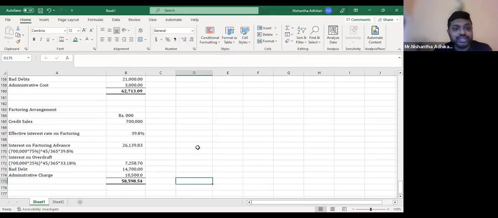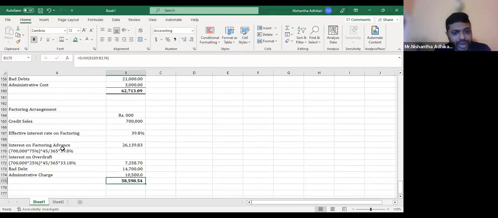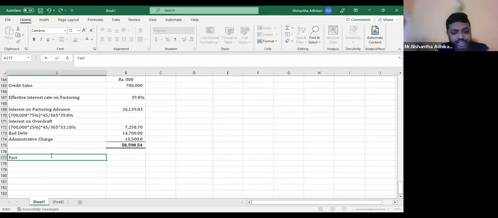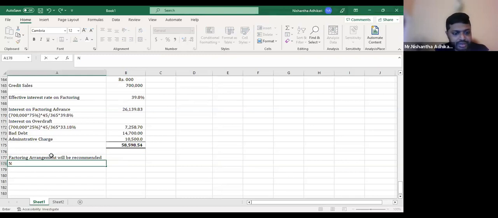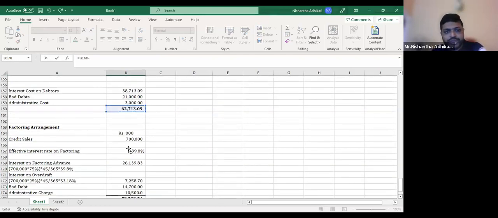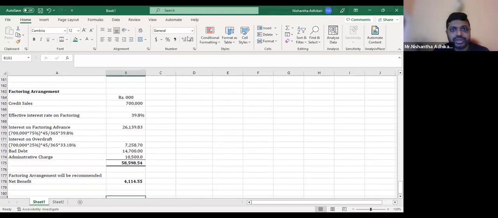Now you need to compare these two options. If you collect your own, 62.7313 million. If you factor, okay, factoring arrangement, it is 58.598. Therefore, factoring arrangement will be recommended. The net benefit, you can compare the benefit in thousands: 62.7 minus 58.5, 4 million benefit is there. That is the answer.